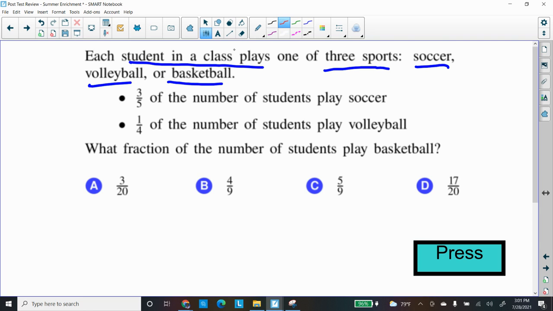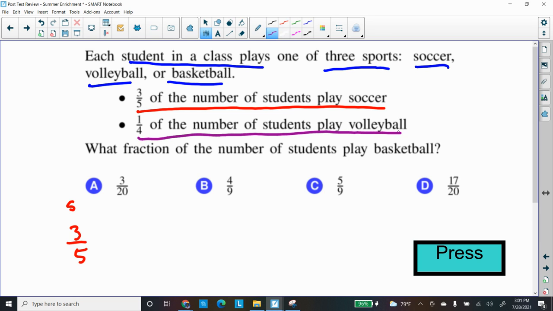3/5 of the students play soccer. So I got 3/5 playing soccer. I'll put a little S for soccer. Then I got 1/4 of the students play volleyball. So volleyball, a little V for volleyball, 1/4.